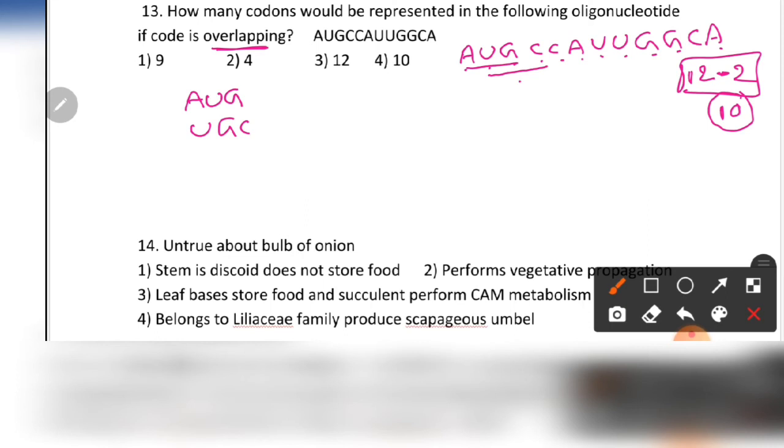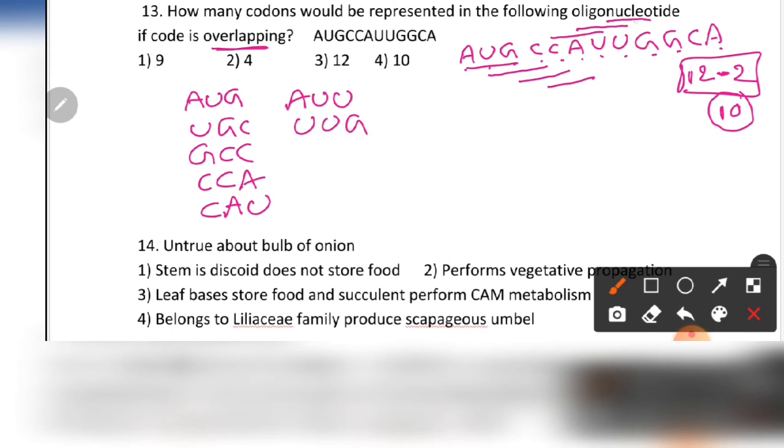UGC. Next one GCC. Next one CCA. Next one CAU. Next one AUU. And then UUG. And then UGG. And then GGC. And finally GCA. What about 1, 2, 3, 4, 5, 6, 7, 8, 9, 10? So there are 10 codons.